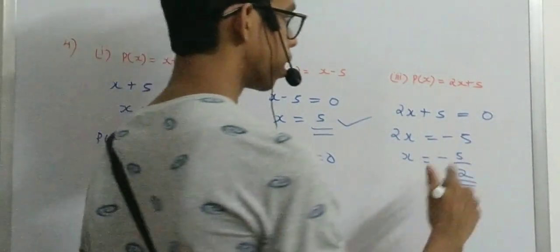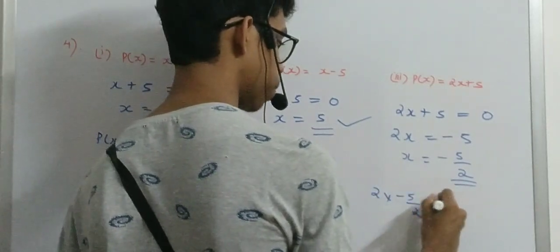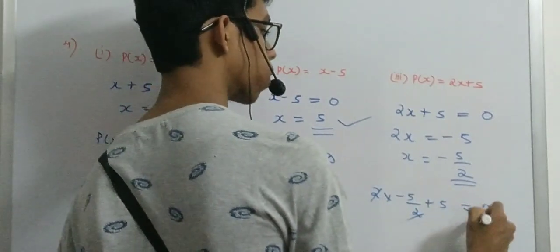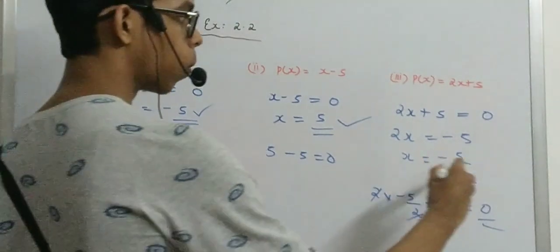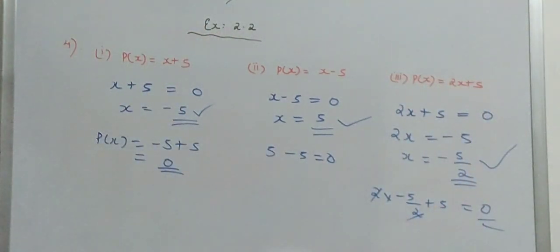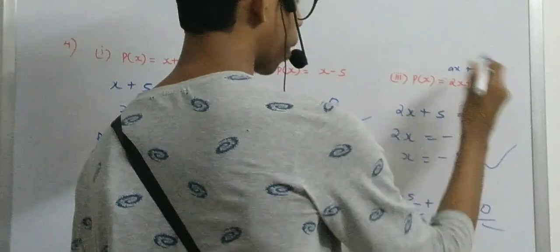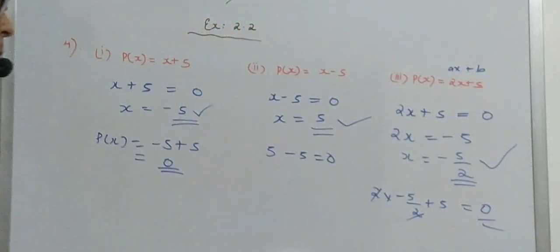How will you verify it? Substitute it back over here. So 2 into minus 5 by 2 plus 5. This 2 and this 2 cancel. Minus 5 plus 5 is 0. So you got the value of the polynomial equal to 0. So definitely x is equal to minus 5 by 2 is the 0 of this polynomial. Otherwise also you can use the minus b by a formula over here. This is of the form ax plus b. So minus b by a means minus 5 by 2. You can use that formula also. Okay, I hope it is clear to you.